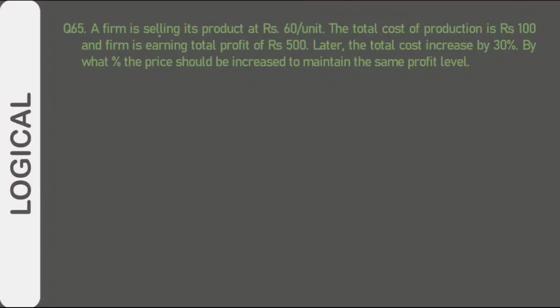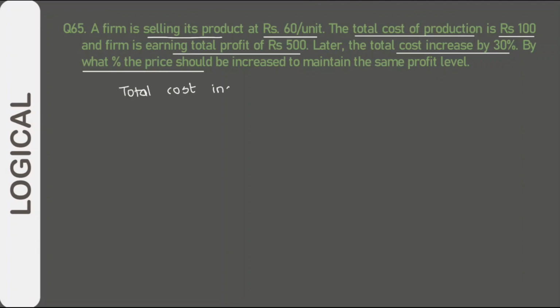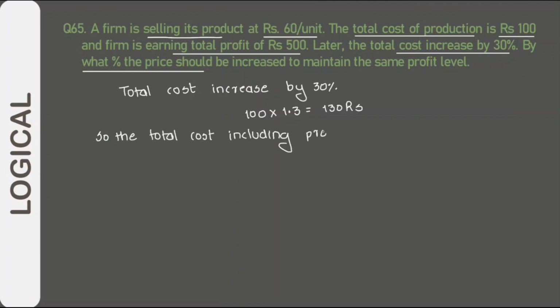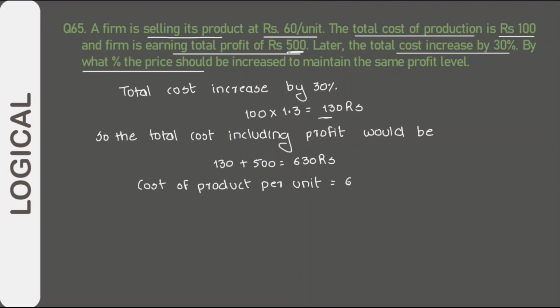A firm is selling its product at rupees 60 per unit. The total cost of production is 100 rupees and the firm is earning a total profit of 500. Later, the total cost increased by 30%. By what percent should the price be increased to maintain the same profit level? So the total cost increase is by 30%, that is 100 into 1.3 is equal to 130 rupees. So the total cost including profit will be 130 plus 500, that is 630 rupees. Therefore, the price of the product per unit will be 63 rupees. That is a 3 rupees increase.